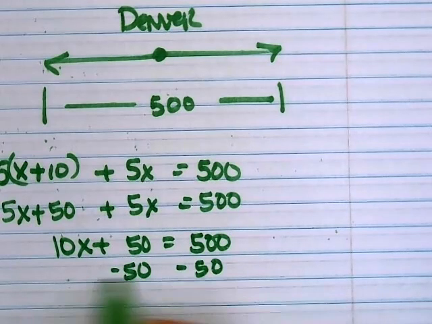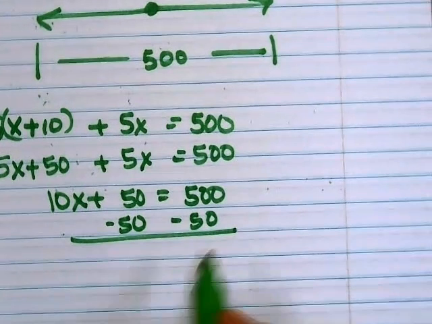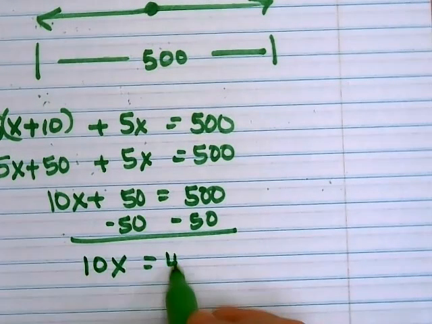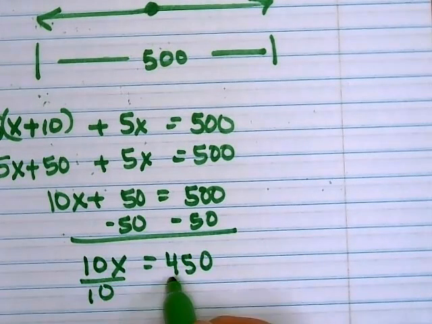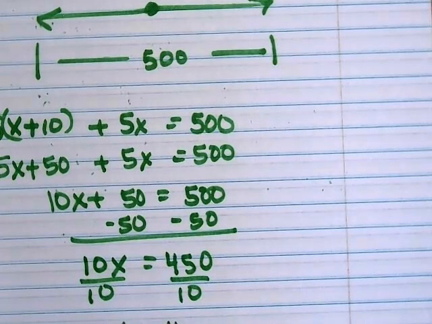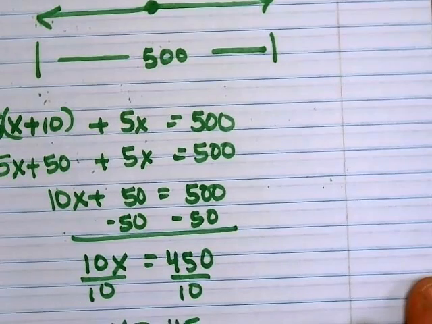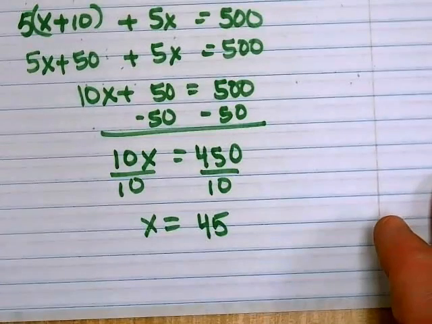Am I going too fast for y'all? Y'all know how to solve equations. I'm not going to waste your time by telling you every step when I know you know. What did you say? I got 45. Okay, so x is 45.